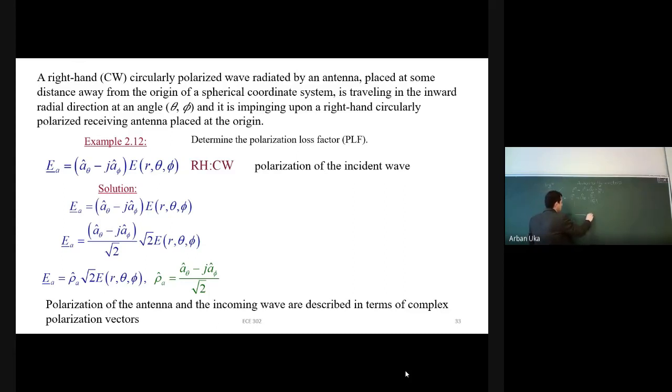So in this case, we have X, Y, Z, but we are considering the spherical coordinate system, where here we have the R, and we also have a wave which is pointing, so the direction of the wave. Let's denote this one with a propagation vector k, and the electric field vector will be orthogonal to this. And here we have a receiver antenna. Okay, so we can assume a horn antenna. So this is the receiving antenna.